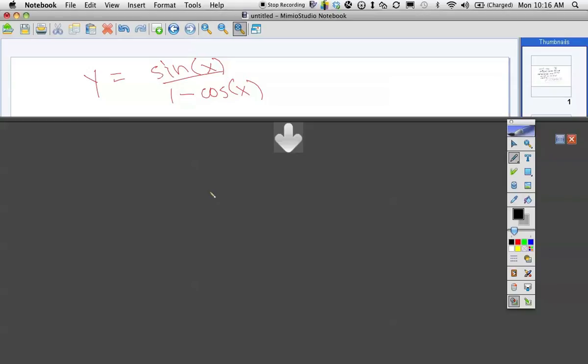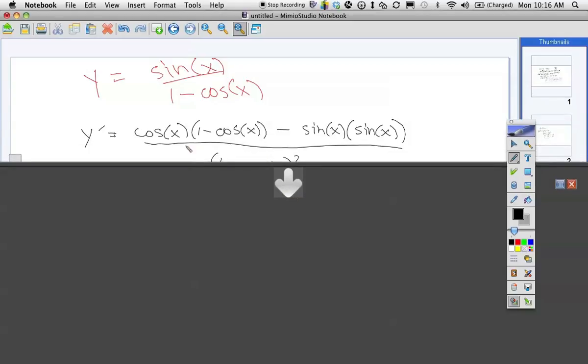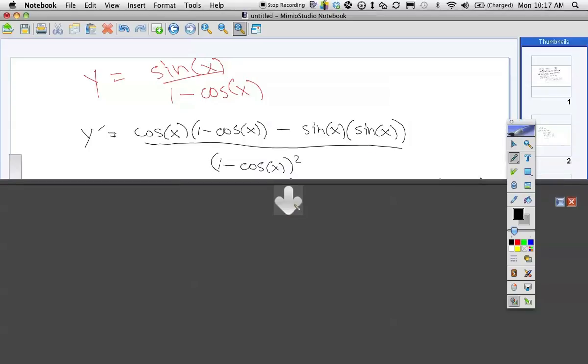The basic quotient rule here would say derivative of the top, which is cosine, times the bottom left alone, right? So derivative of the top, cosine, times the bottom left alone, minus the top left alone, sine, and the derivative of the bottom. Well, the derivative of 1 is 0. The derivative of negative cosine would be positive sine. Right? All over the bottom squared.